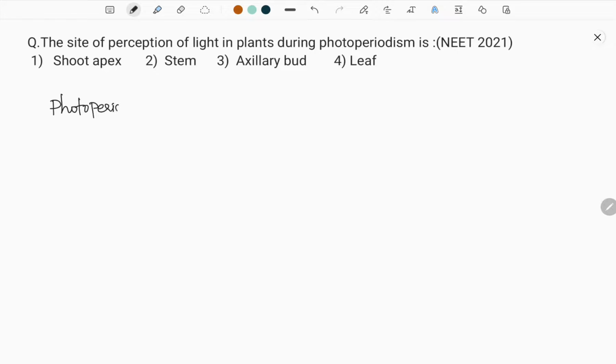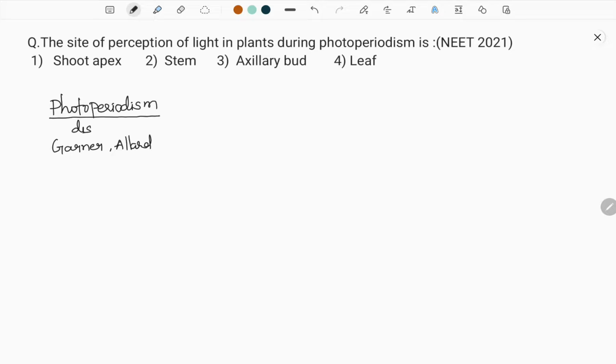Photoperiodism means the effect of light on flowering. That is, when plants get exposed to enough light as well as dark nighttime, flowering is induced in these plants. It was first discovered by two scientists, namely Garner and Allard. In a tobacco plant, they observed this photoperiodism.